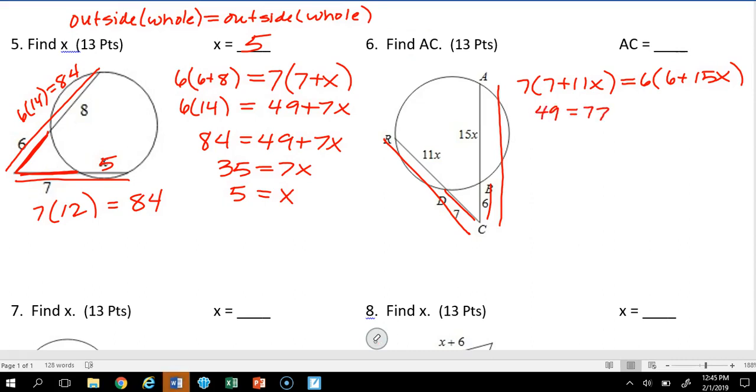Sorry, I don't know why I put an equal sign there. Plus 77x is equal to 36 plus 15 times 6 is 90x.